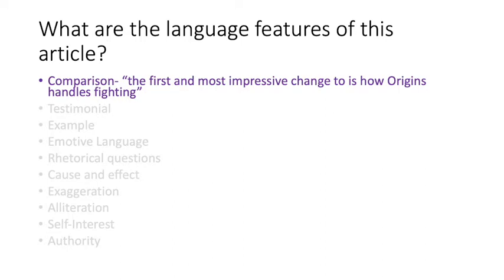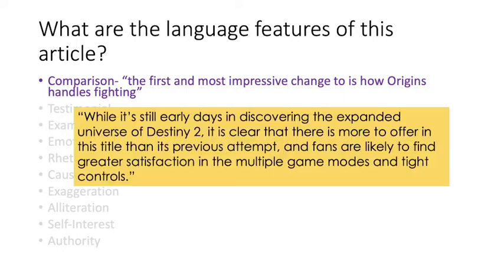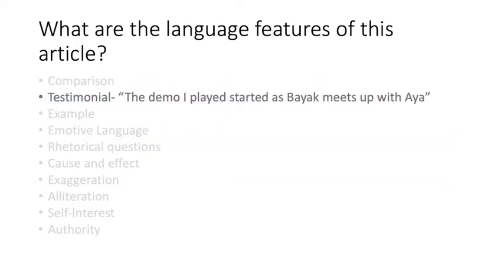Comparison was a really common technique. You can see here written, "the first and most impressive change is how Origins handles fighting." I brought a similar approach into my writing, stating that while it's still early days in discovering the expanded universe of Destiny 2, it's clear that there is more to offer in this title than its previous attempt. You can see in this case that I'm also using comparison with a previous entry in the franchise.